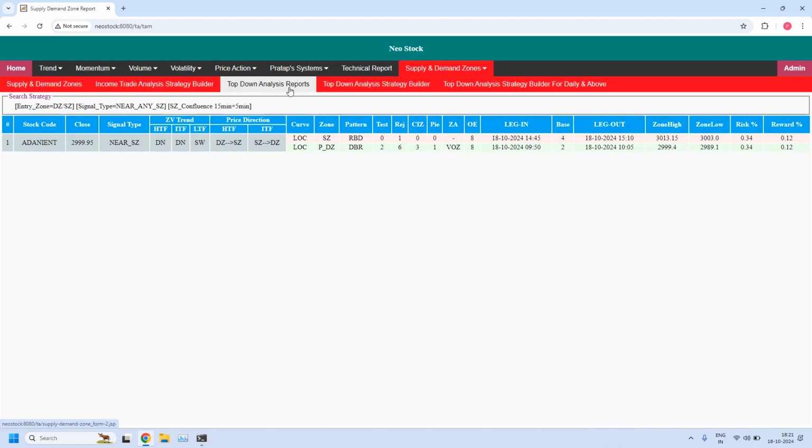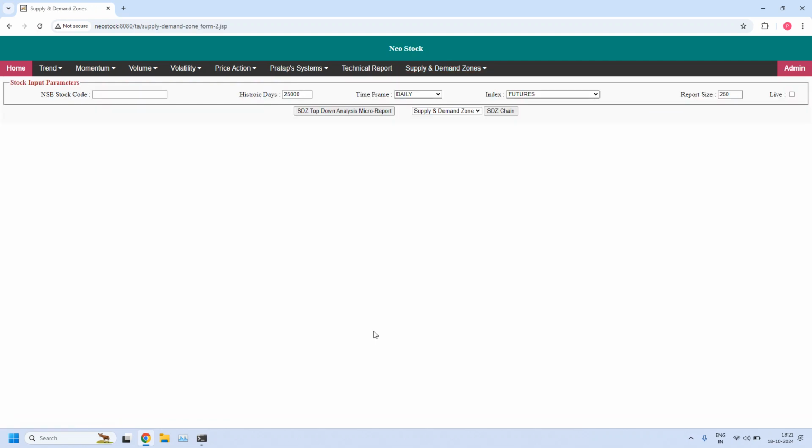Next, let us generate a NIFTY and BANKNIFTY supply demand zone chain. Let me start with a monthly time frame. So I am generating monthly supply demand zone chain for NIFTY.